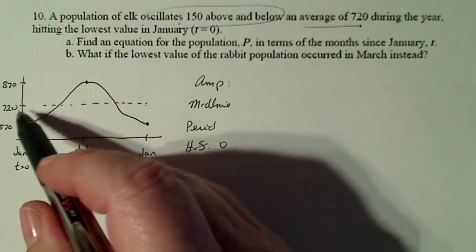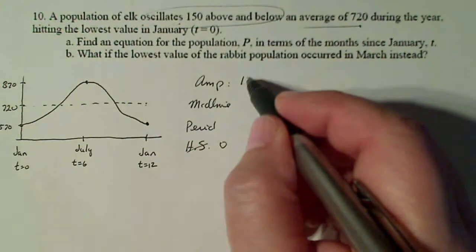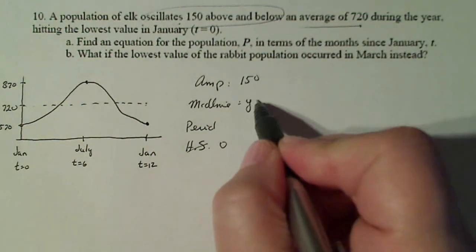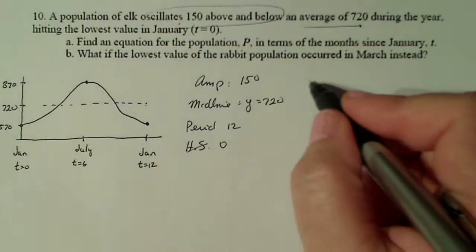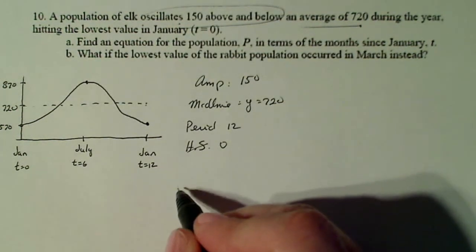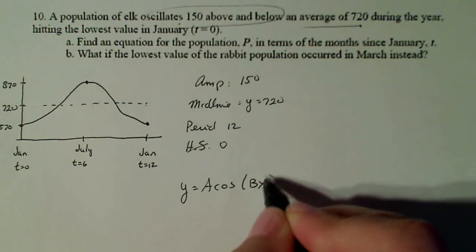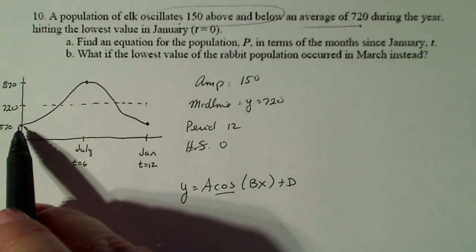The amplitude is the distance from the midline to the top, which the problem said was 150. The midline is the average, which is 720. And the period is 12 months. So now, again, my model is going to be y equals a cosine bx plus d. And I'm using cosine because I'm starting at the low end.